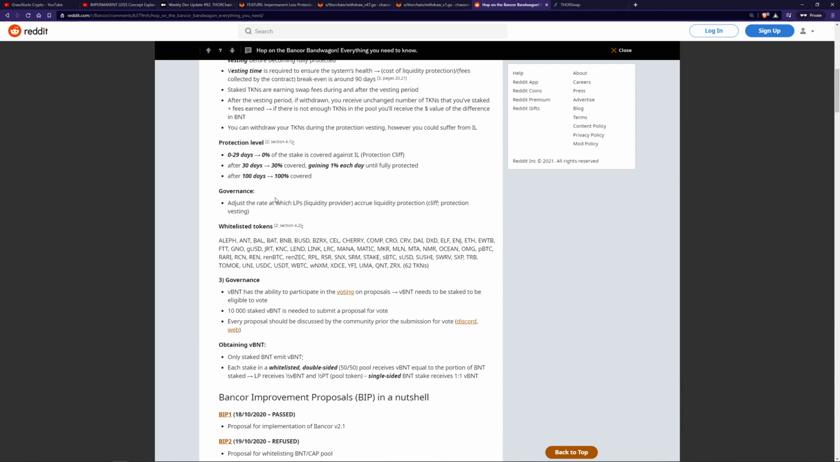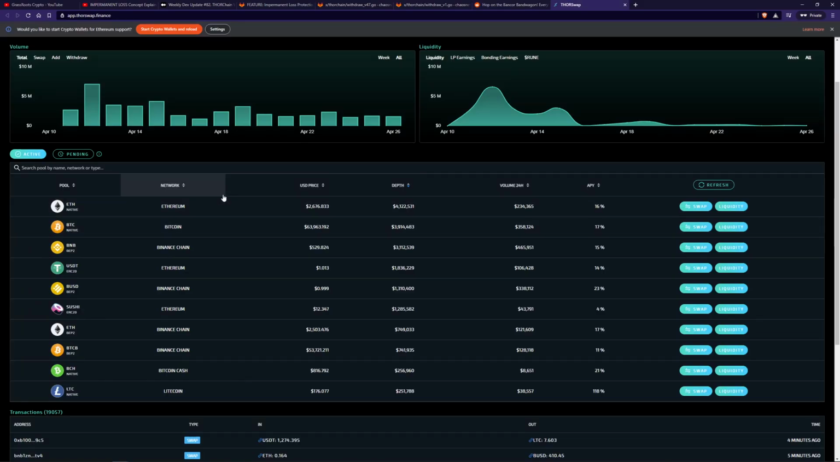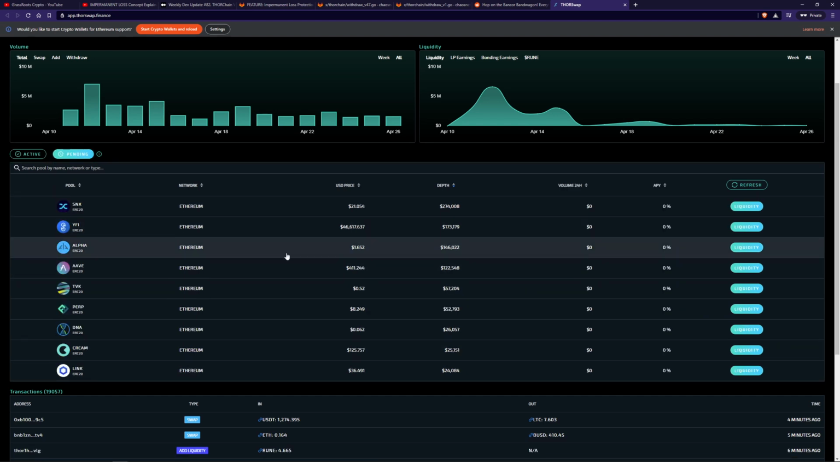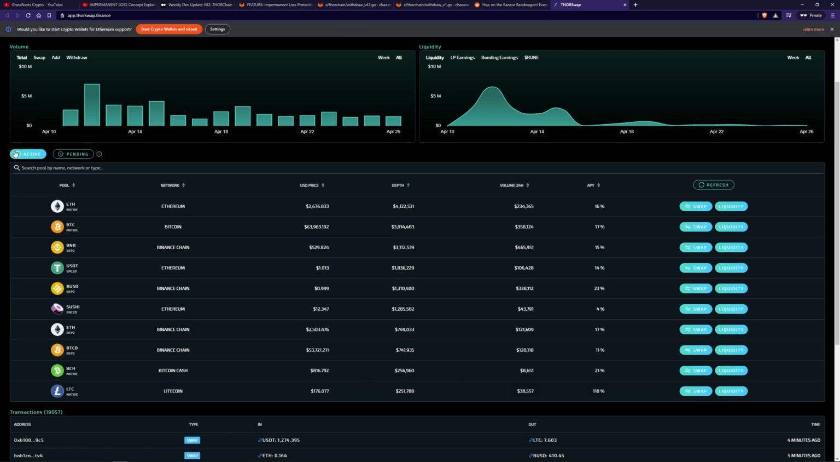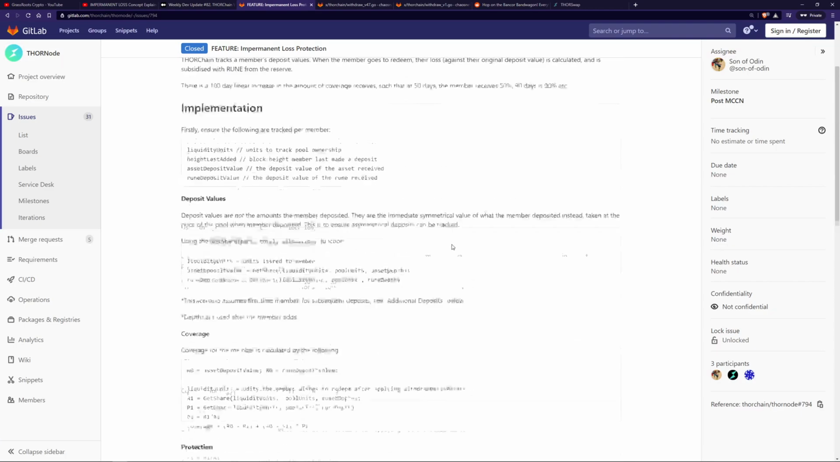The other difference is Bancor has whitelisted tokens. THORChain doesn't do this. THORChain only looks at the active pools, and active pools are the most deep pools. So anyone can vote for these pending pools to become active pools by adding lots of liquidity, and then that's how they become active pools. So there's no actual whitelist. It's voted by the community and by the users on which pools should be active. I hope that helps understand that a bit better.